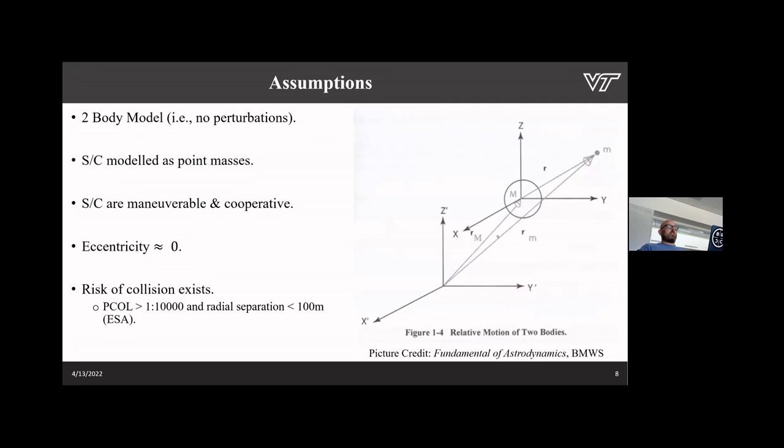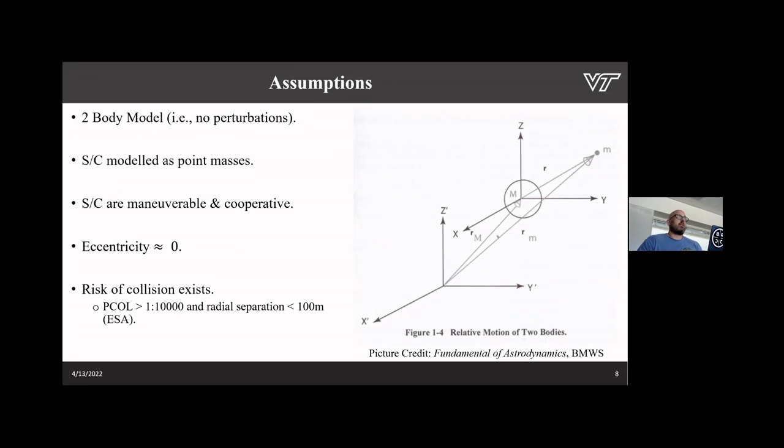So these are my assumptions. It's a two-body model, no perturbations. As I said, I'm just considering the Earth. I'm not worried about the sun or solar rays or anything like that. The spacecraft are modeled as point masses. I'm assuming they're all maneuverable and cooperative, so I'm not concerned about space debris. It's just satellites that can maneuver.